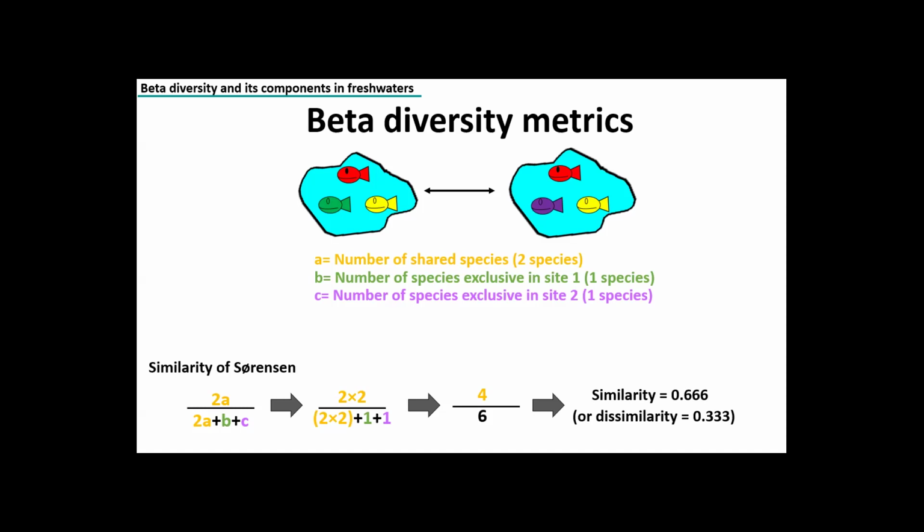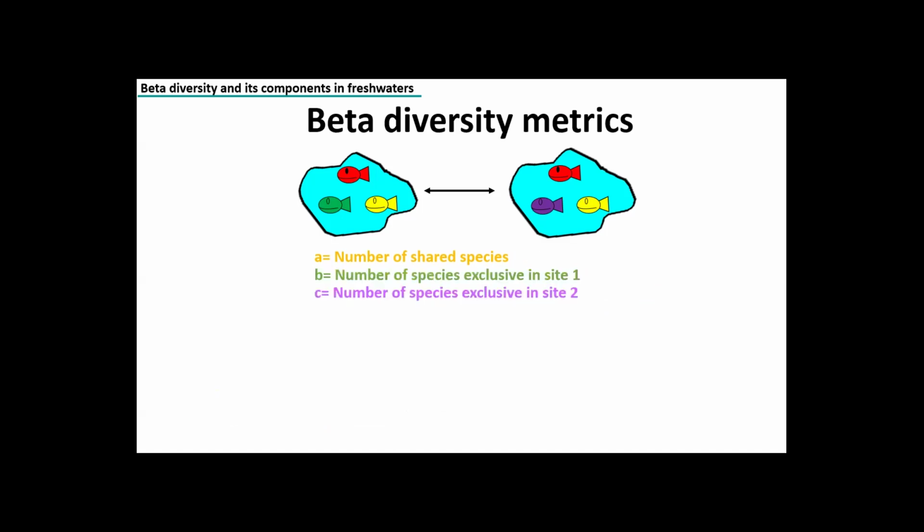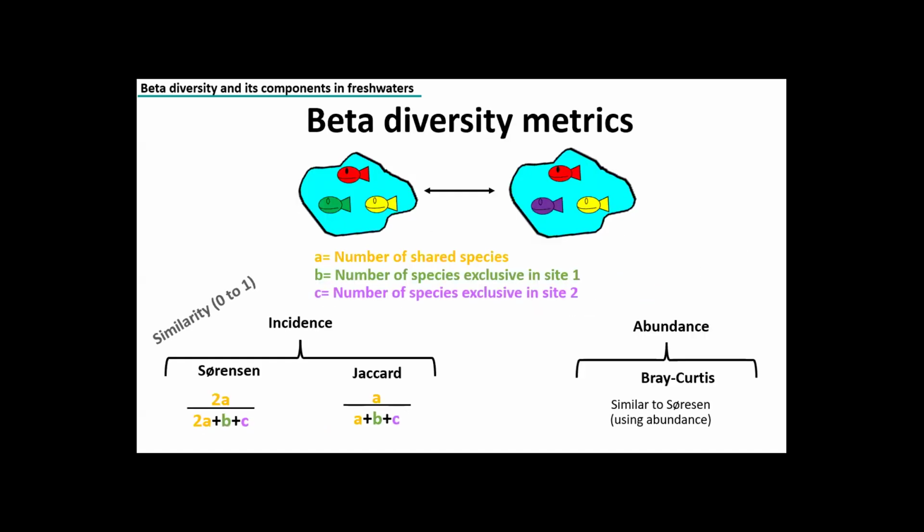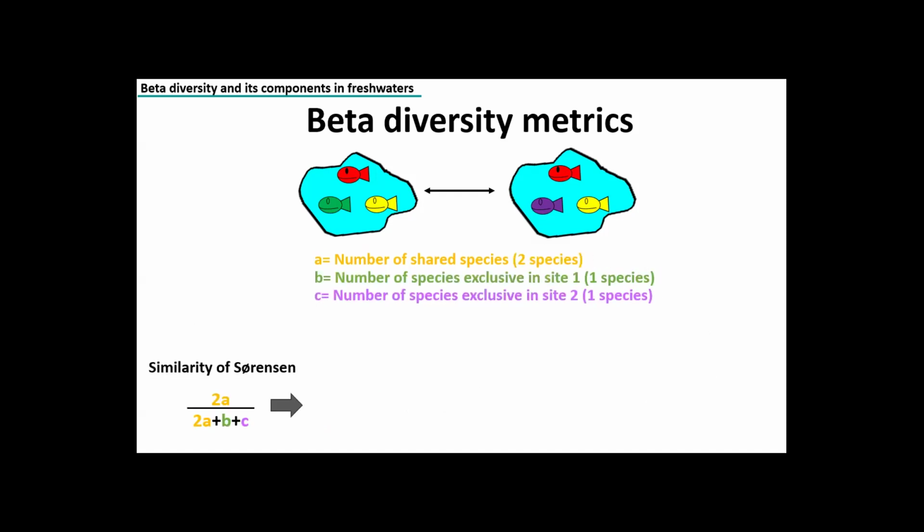The dissimilarity is the complement. So if we have 0.666 of similarity, we have 0.333 of dissimilarity. So Jaccard would be very similar to Sorensen, but is not multiplied by 2, right? Here in the index. But we use the same arguments to calculate the Jaccard similarity.